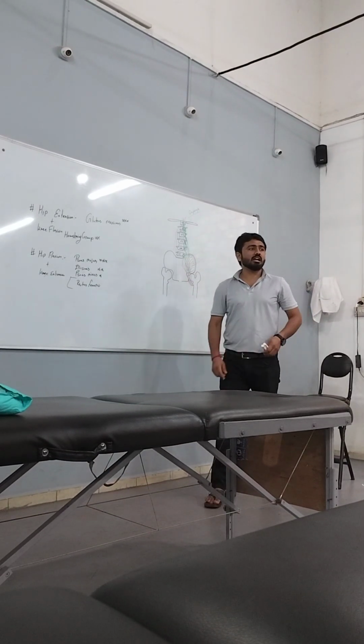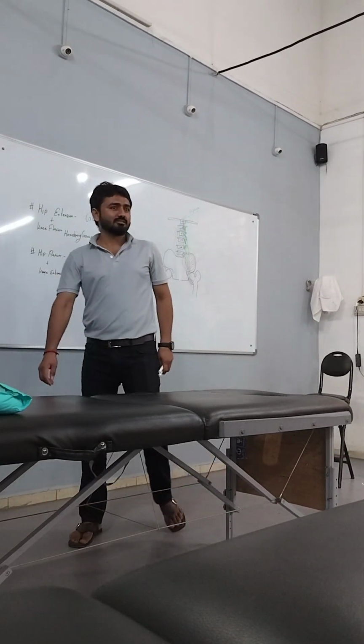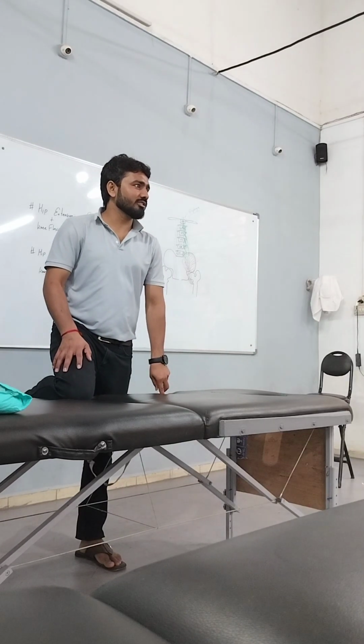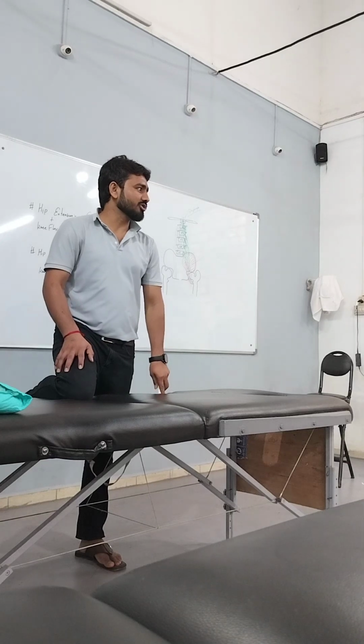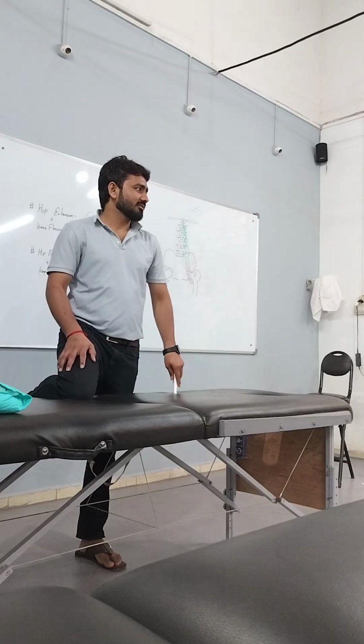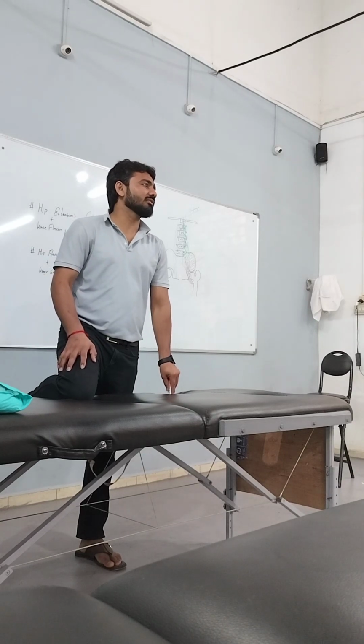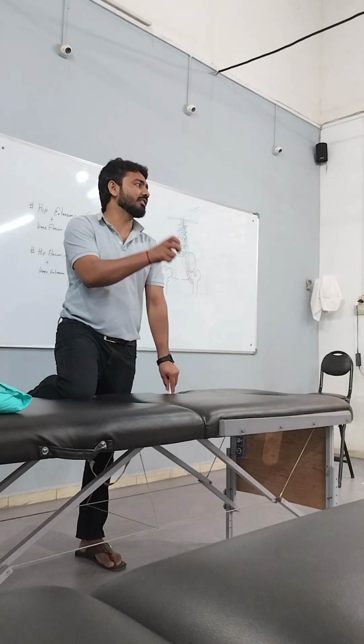How many vertebrae do we have in the cervical region? 7. And how many vertebrae in the thoracic region? 12. And on dorsal? 12 on dorsal. Thoracic and dorsal are the same name in different languages.